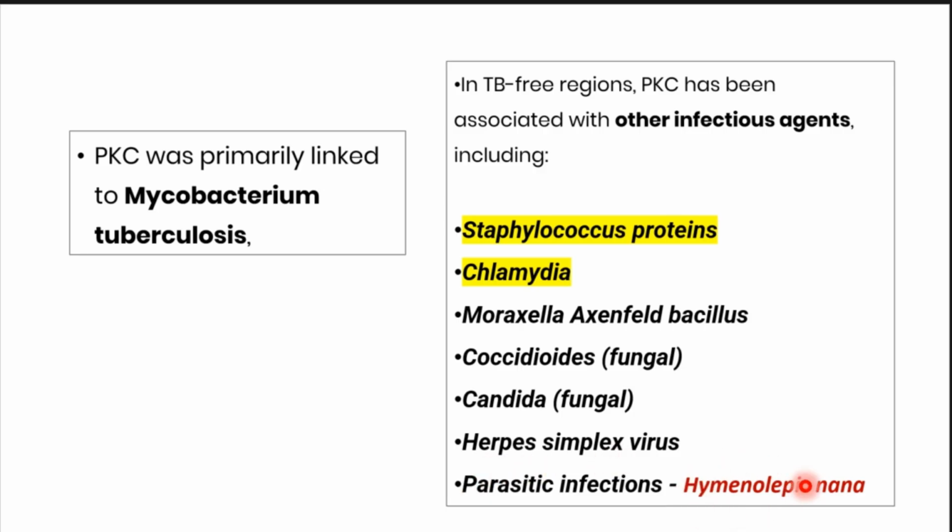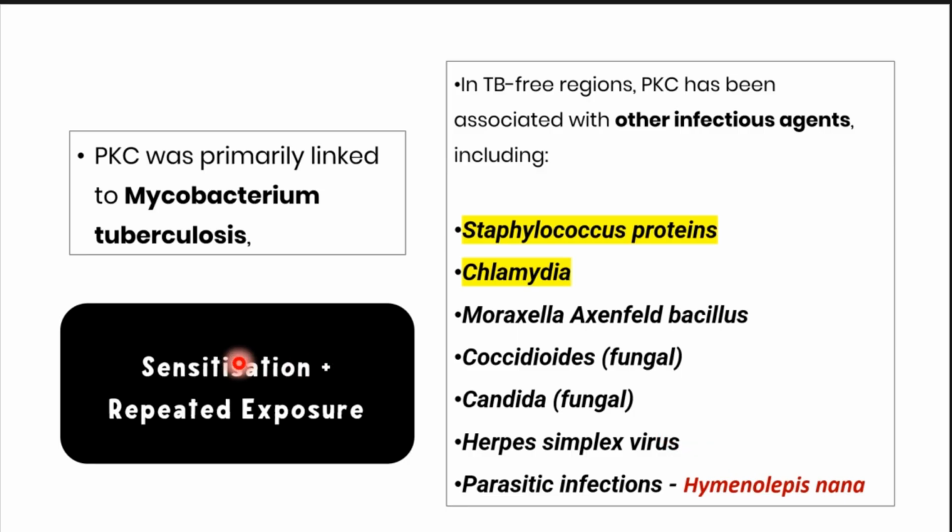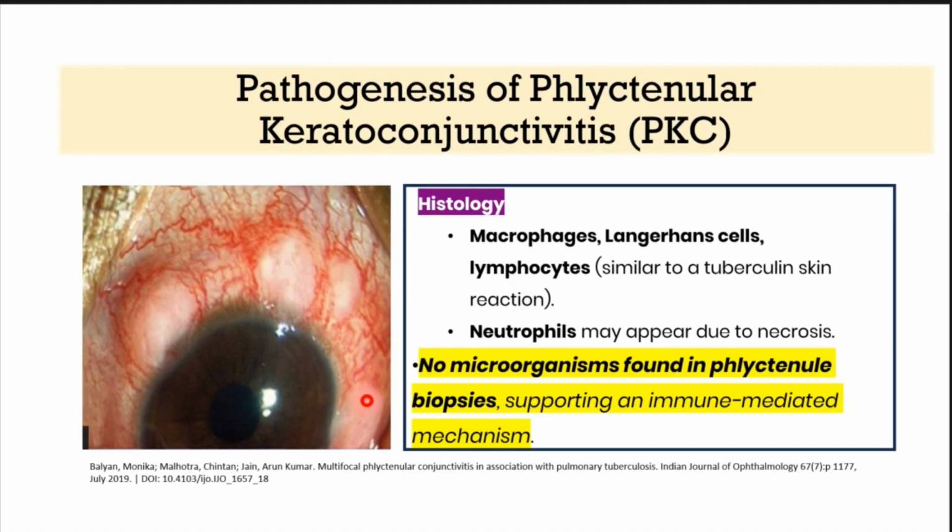Hymenolepis nana. Now, over here, first of all, sensitization or prolonged exposure to the organism is important. This prolonged exposure leads to sensitization, and on repeated exposure, there will be activation of the T helper cells, leading to a delayed type of hypersensitivity reaction. So let's discuss the pathogenesis of Phlyctenular Keratoconjunctivitis in detail.